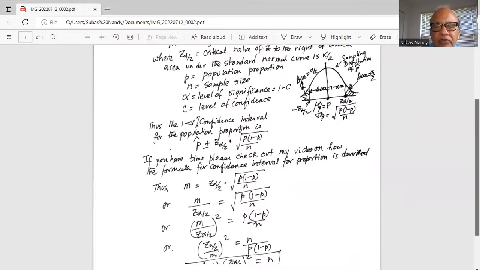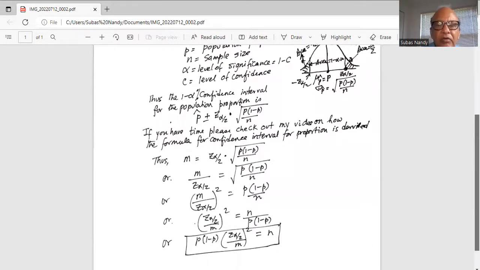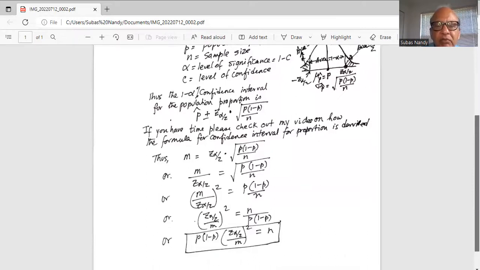We will divide both sides by Z alpha by 2. We get M divided by Z alpha by 2 is equal to square root of P times 1 minus P divided by N, all inside the square root. Now we square both sides to get M divided by Z alpha by 2 in parentheses squared is equal to P times 1 minus P divided by N.